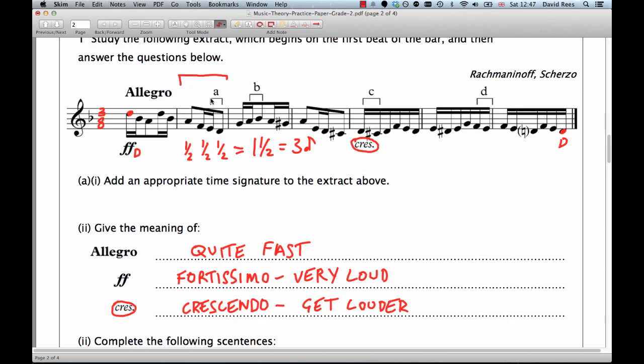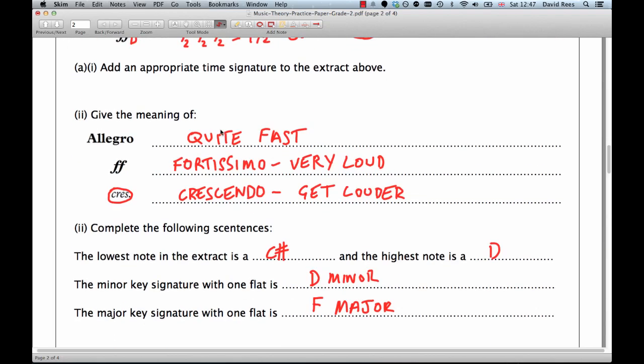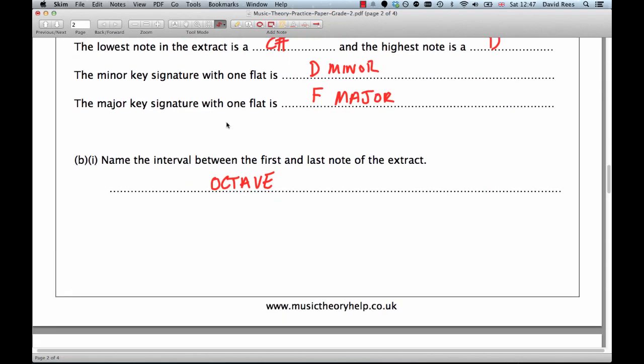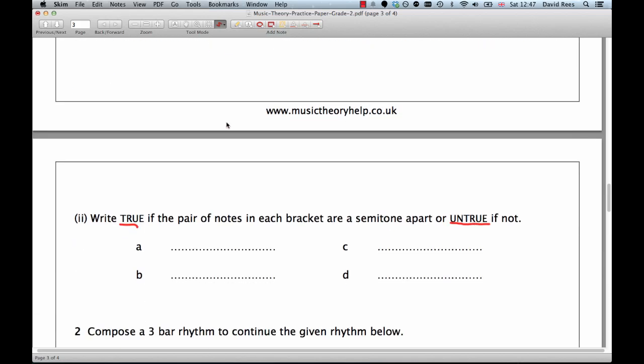So here is A, this is our first bracket, and that's connecting an E to a D. So I have to ask ourselves the question, well, is an E and a D a semitone apart? And I think they are not. So it's not false, remember, it's untrue. So let's stick in untrue.